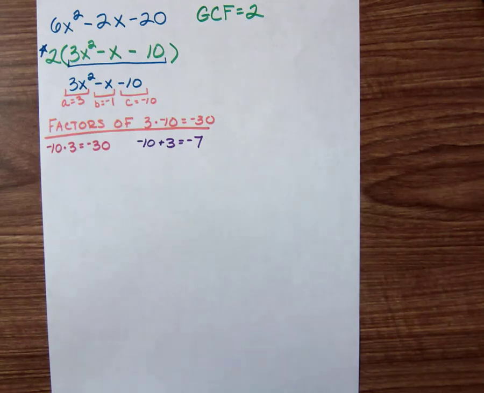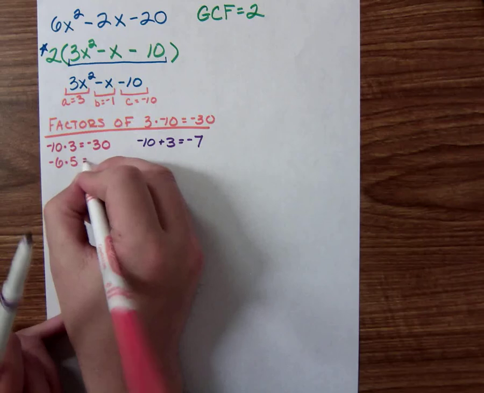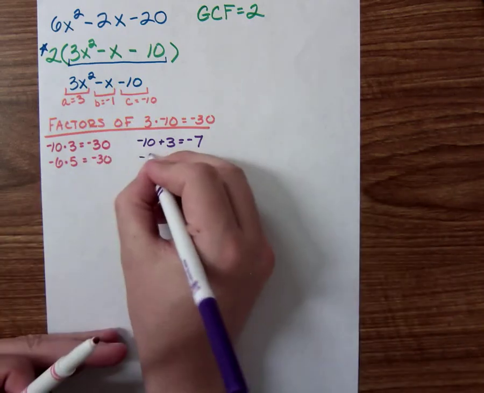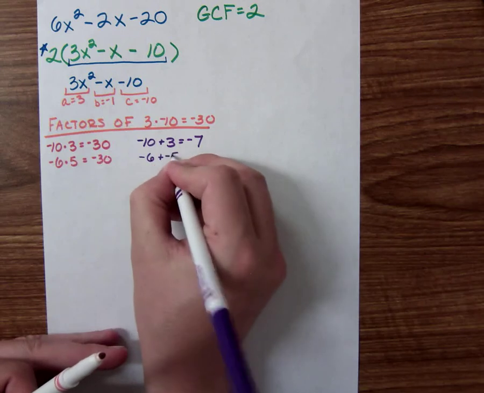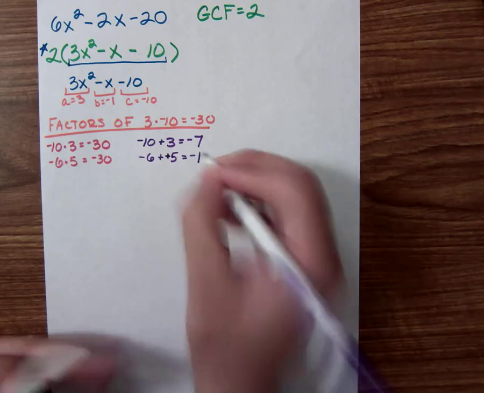How about -6 and +5? That seems like a promising combination. -6 times +5 is -30. That's a good sign. -6 plus -5, plus +5 is, Lord have mercy, -1.